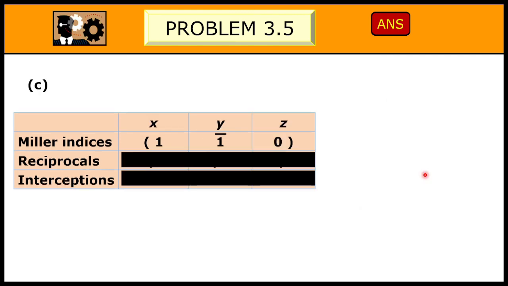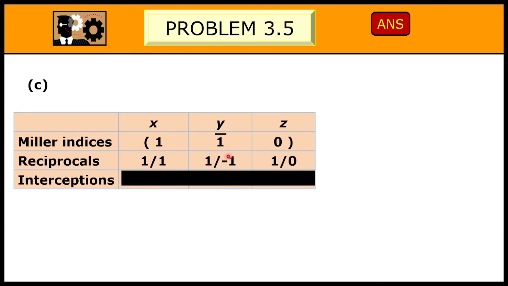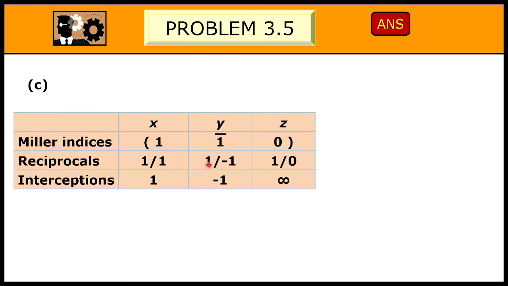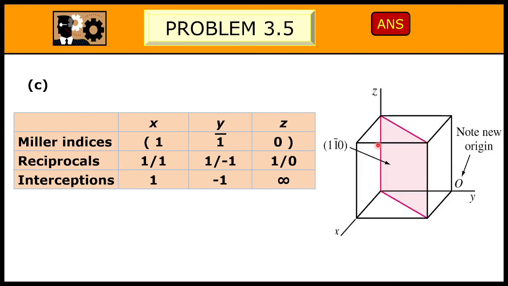Okay, next example, for Miller index 1, -1, 0. The reciprocal is 1 over 1, 1 over -1, and 1 over 0. So the intercept point is x equal to 1, y equal to -1, and z equal to infinity, or it doesn't intercept the z direction. So this is the plane, intercepting at point 1 and also -1 for the y direction.